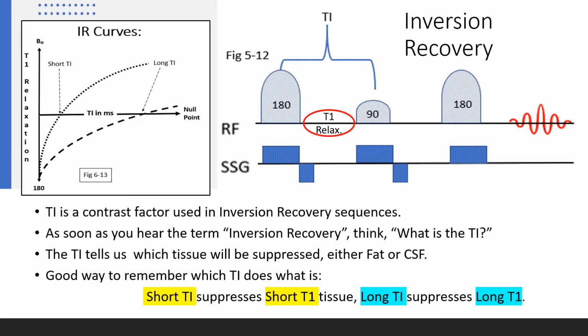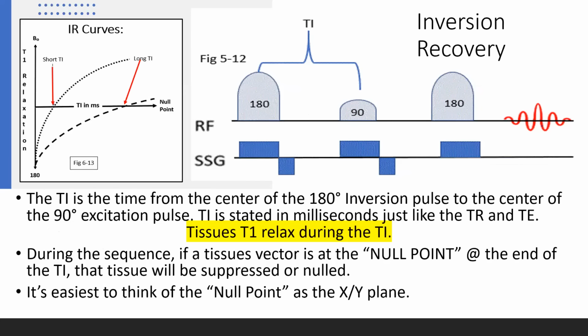And the easy way to remember which tissue is going to be suppressed is this. Short TI suppresses short T1 tissue. And nice and easy, the opposite is true. A long TI suppresses long T1 tissue. So what happens is during that TI, so you knock everybody down to 180, during the TI, that's when tissues start to T1 relax. And if their net magnetization vector is in the null point, whatever tissue is in the null point, when the TI is done, that tissue is going to be suppressed.